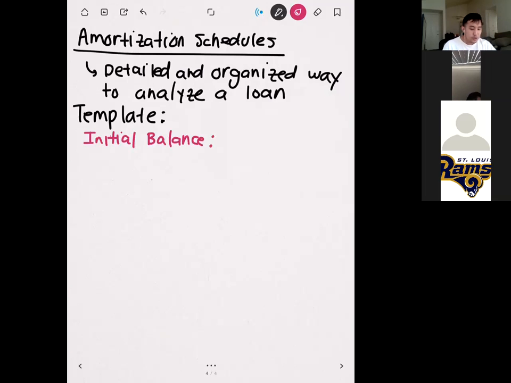The initial balance is basically the amount of money that you're taking out for the loan, so you can think of that as the present day value of your loan. So this is like a present sum, this is a P. Next, you have your interest rate. This is simply the interest rate of the loan, which is usually something that's given to you.